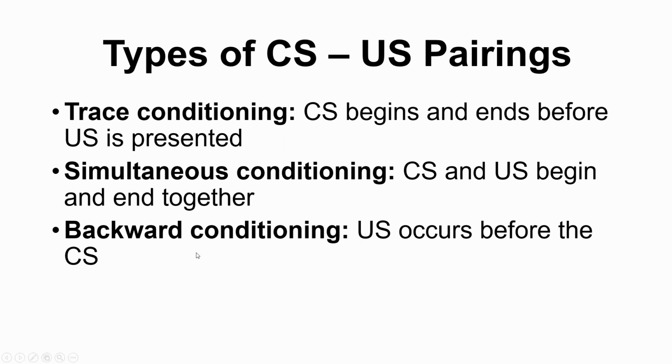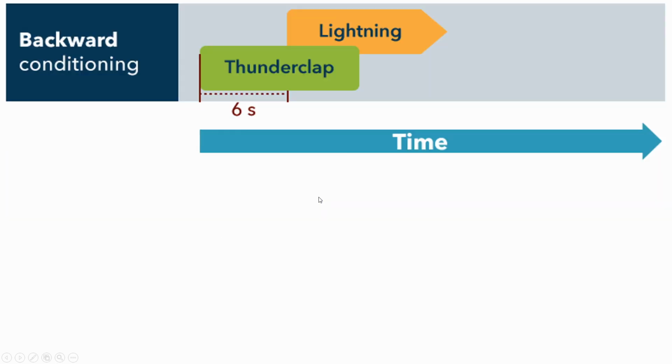Backward conditioning is the least effective type of conditioning, but it is still possible if you make enough pairings. For a visual of that, you would have it backwards. Your unconditional stimulus is presented first, and then your conditional stimulus. It's hard to associate backward in time, so this one isn't always that effective.